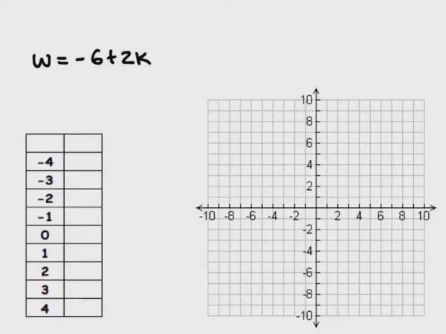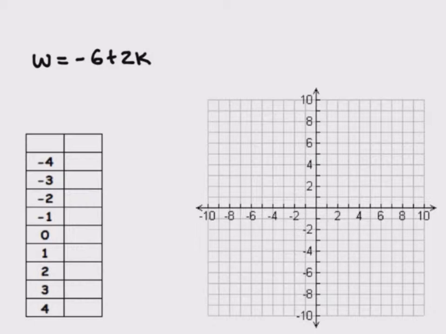Hey guys, and welcome to this second video of the slope-intercept form of a linear equation. So let's get to it. Consider the equation w equals -6 plus 2k. Now at this point, we should feel very confident finding the ordered pairs for linear equations of this form. But now we want to talk about what their graphs look like.